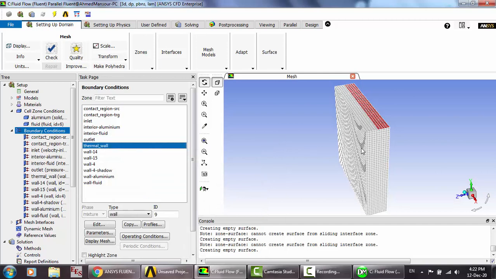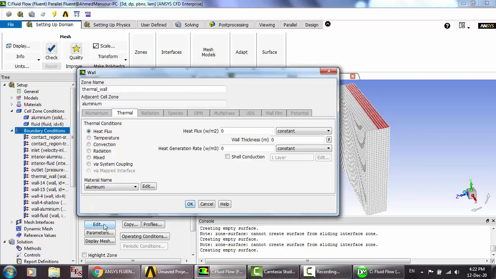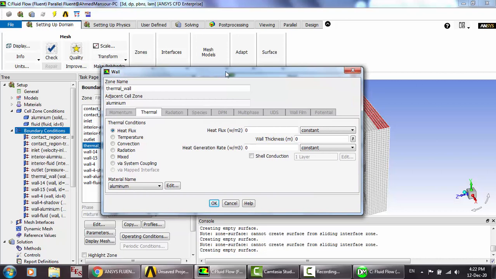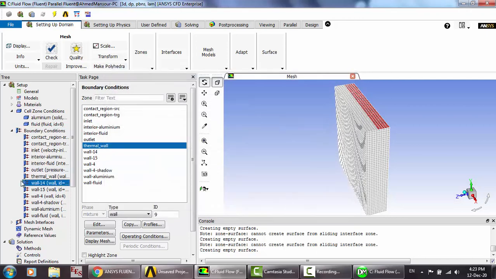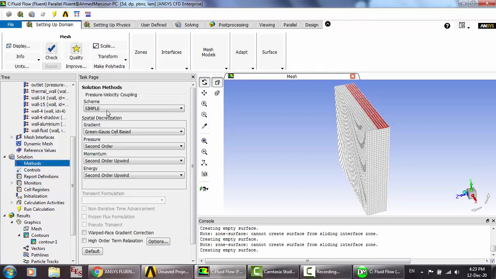Now I named this face in the meshing as thermal wall to just set the boundary condition of it. Zero heat flux. Now in Fluent you can add heat by many methods: the heat flux, or temperature, or convection, radiation, or mixed or via system coupling. We're going to investigate the convection in this case, but now we're not going to use anything. Just leave it as it is. Simple, Green-Gauss cell based, second order.